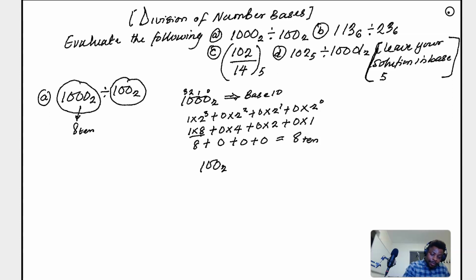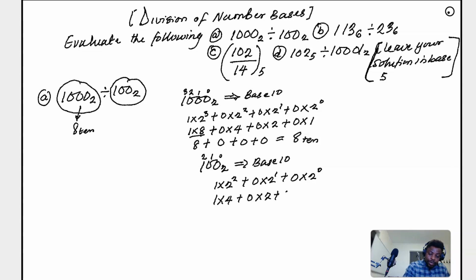So 100 in base 2, we are converting it to base 10. Okay? 0, 1, 2. So 1 times 2 raised by 2 plus 0 times 2 raised by 1 plus 0 times 2 raised by 0. 2 raised by 2, 4. 2 raised by 1, 2. 2 raised by 0, 1. 1 times 4, 4 plus 0 plus 0. So this is 4 in base 10. For this one here, I've gotten 4 in base 10.